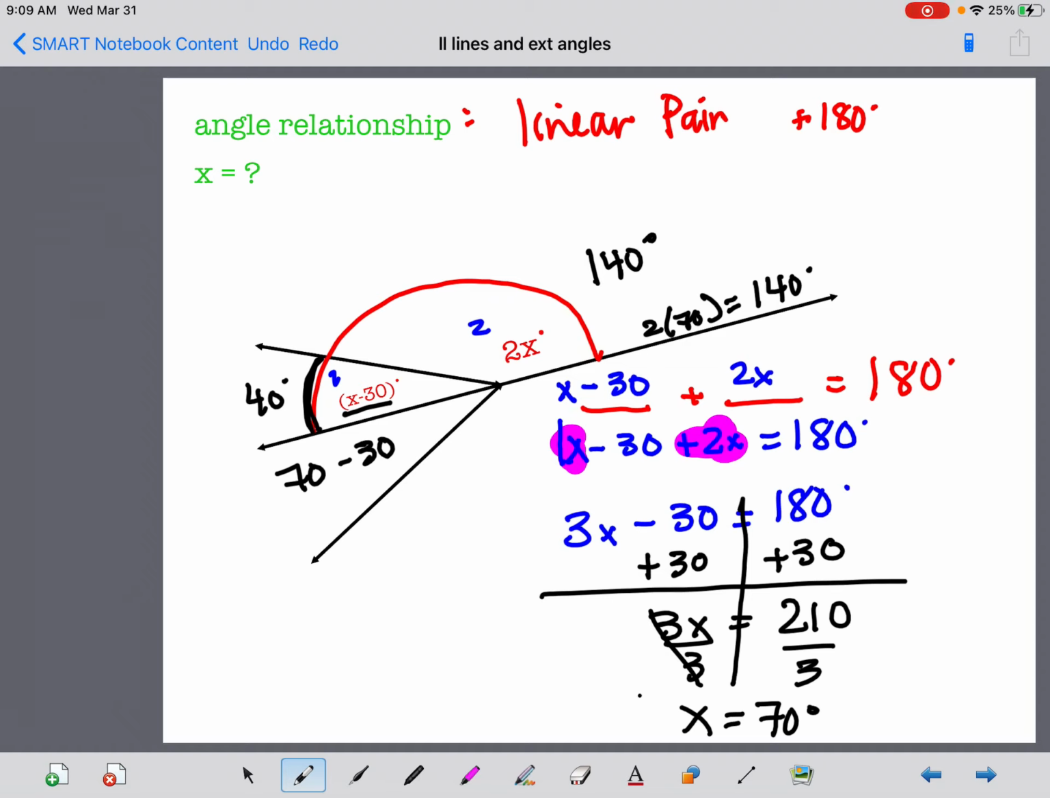Some of the questions on your homework today are going to say, hey, just solve for x. And some of the questions on your homework today are going to say, give the exact angle measurement. So you're going to have to put x back in and make sure you know what the exact angle measurement would be. So you make sure and read your directions on your homework carefully today.